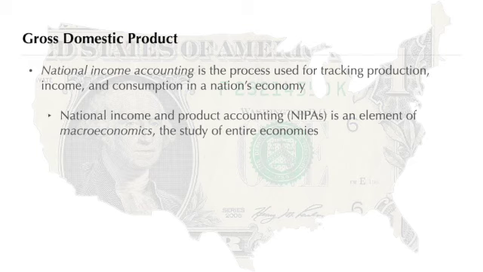Macroeconomists use measures called national income and product accounts, or NIPAs, to track production, income, and consumption in a nation's economy. This tracking process is known as national income accounting and provides information about a nation's economic activities.